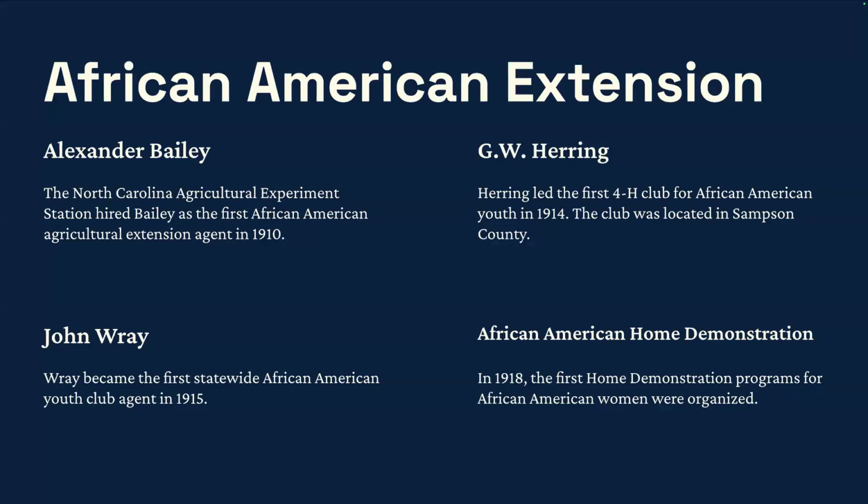So then we have our early African American extension leaders. One such was Alexander Bailey, the first African American agricultural extension agent hired in 1910 by the North Carolina Agricultural Experiment Station. G.W. Herring led the first 4-H club for African American youth starting in 1914 in Sampson County. Then John Ray became the first statewide African American youth club agent in 1915. An African American home demonstration organized in 1918 with Dizelle Foster Lowe and 40 other Black women hired as emergency agents during World War I, I believe the year after that in 1919.